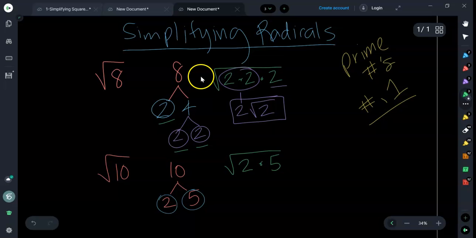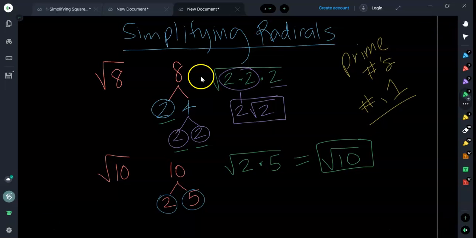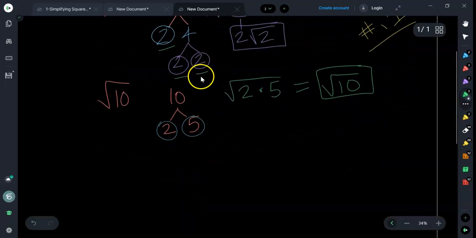Do you see any pairs there? There are none, which means I just multiply them back. That means that the square root of 10 is already simplified. That's as simplified as you can get it. There are no pairs. There's no way for you to simplify this. Okay? So let's pick another number.